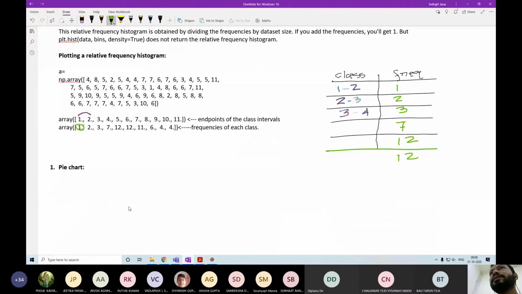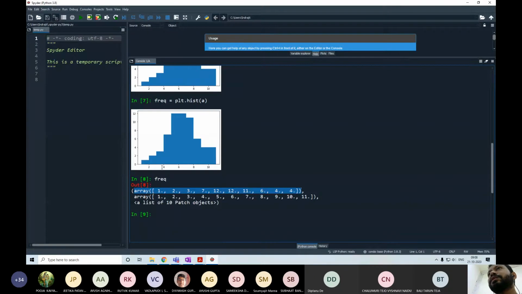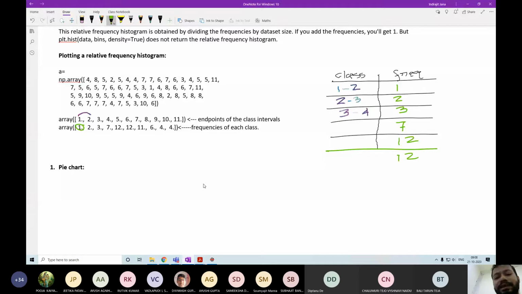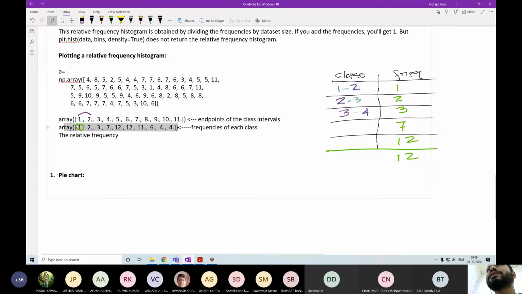Look at the histogram. This is from 1 to 2, 2 to 3, 3 to 4, and it has the heights. Anyway, we have done this last time. Now, to do relative frequency, you basically have to divide each entry of this frequency array by the total number of data points, right? So how do you do that?